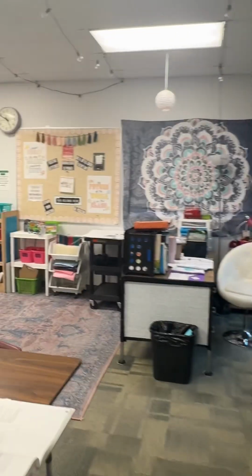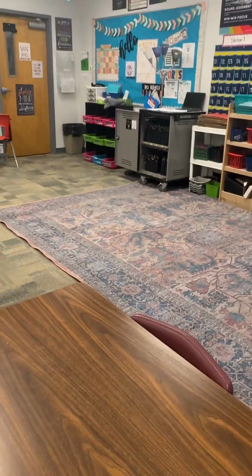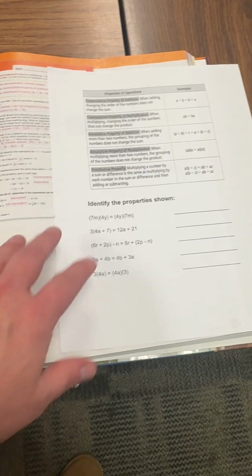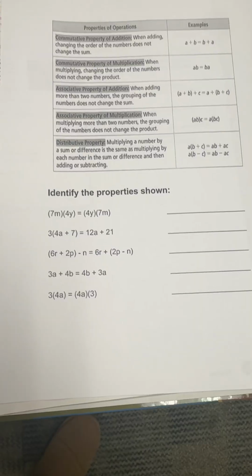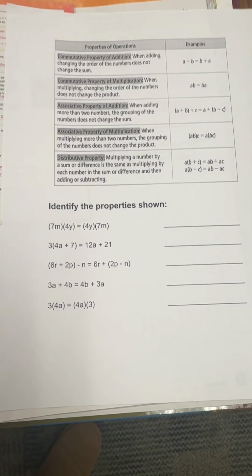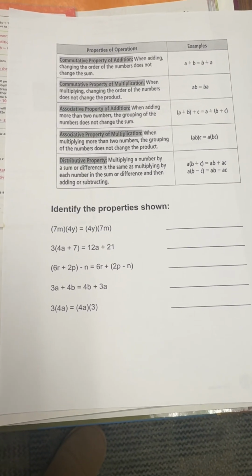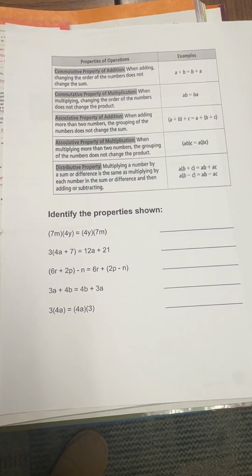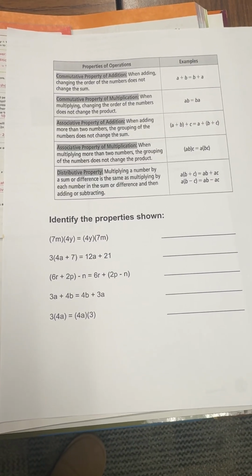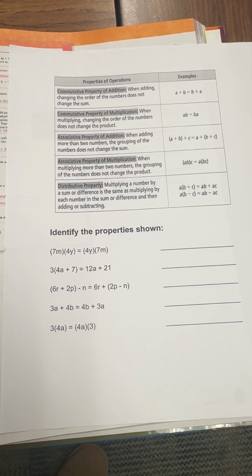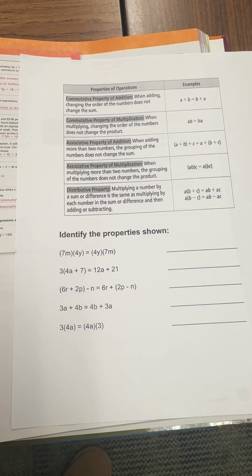All right, last thing that we're going to do is, and I don't have the answers to this, so we're going to have to go over this one together. When we look at that very first one, 7m times 4y is equal to 4y times 7m. They've just changed places. It's multiplication, so it's the commutative property of multiplication.